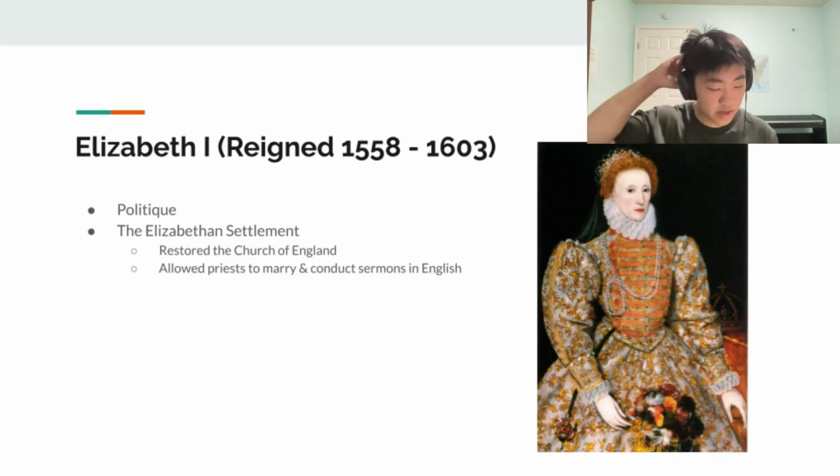And next we have Elizabeth I, who was a politique. A politique is a person who puts personal belief behind and seeks a medium place between the two sides. So here, the Elizabethan settlement.